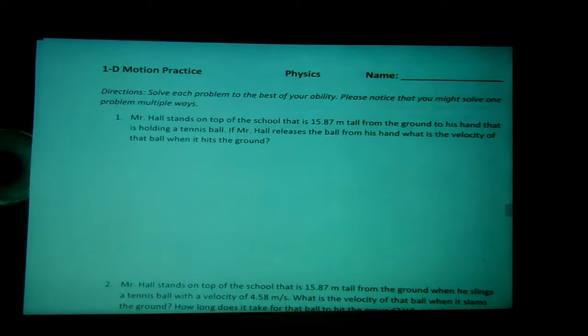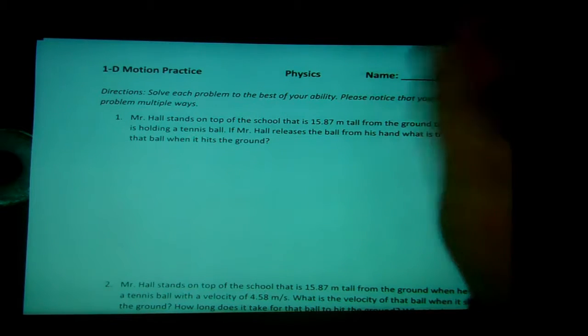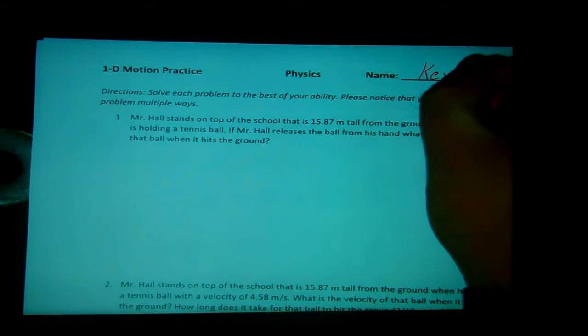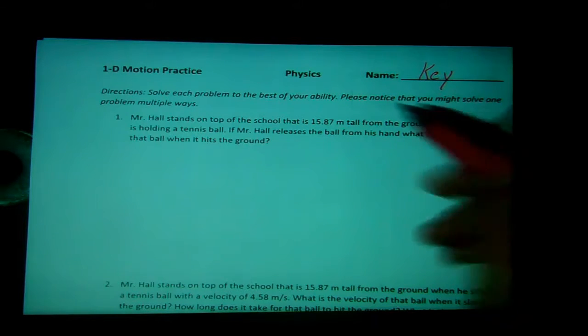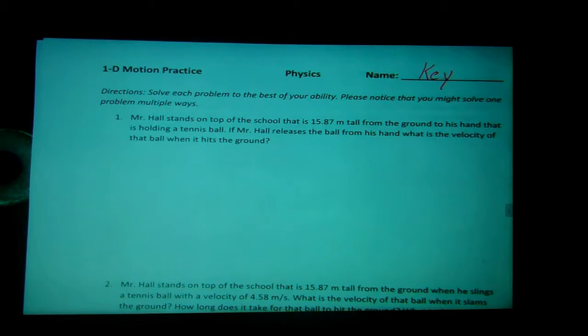Alright? So the first question says, Mr. Hall stands on top of the school that is 15.87 meters from the ground to his hand that is holding a tennis ball. In this case, you need to be able to determine whether information you're being given means something or doesn't. So in this case, we're looking at 15.87 meters from my hand to the ground holding a tennis ball.